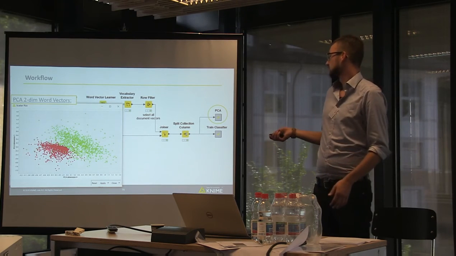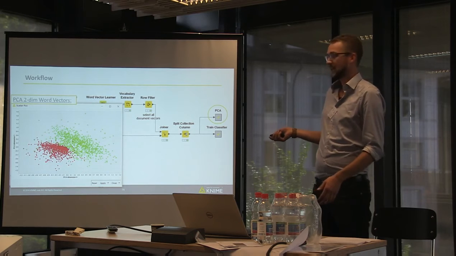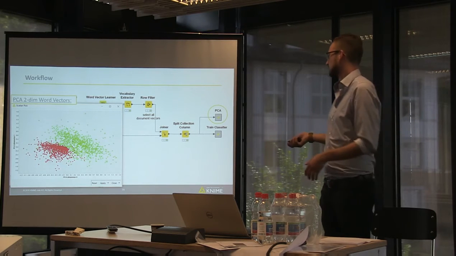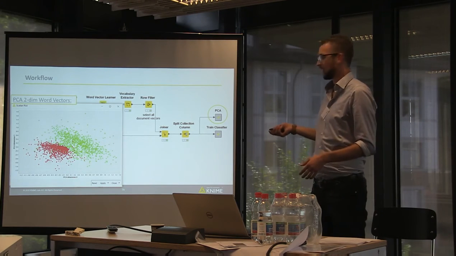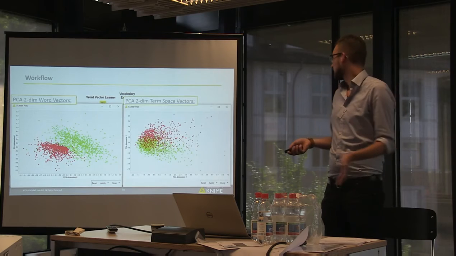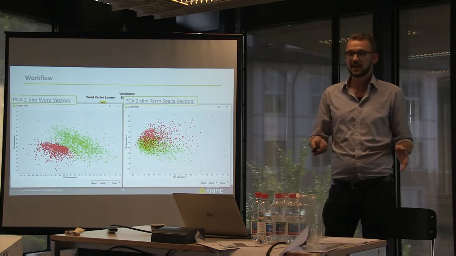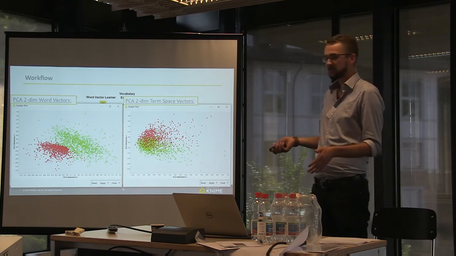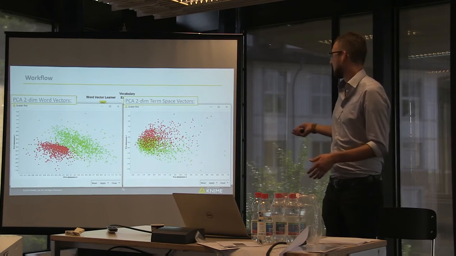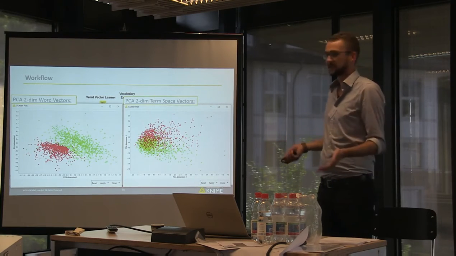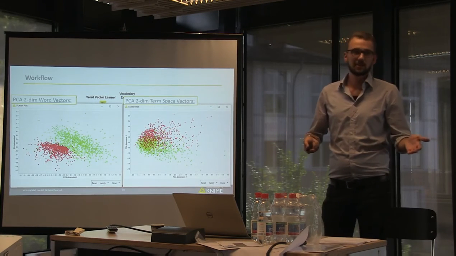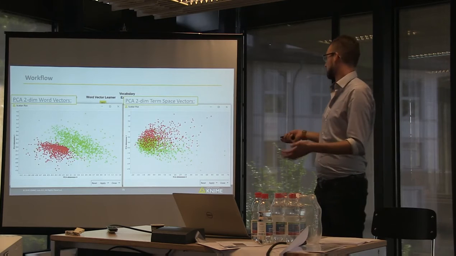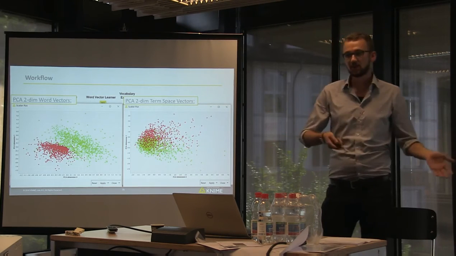And you can see that in this view you can easily separate between the classes. If you compare this to the PCA of the term space vectors, we can see that they are more overlapping, and this gives a hint that these word vectors are actually better representations for our documents.